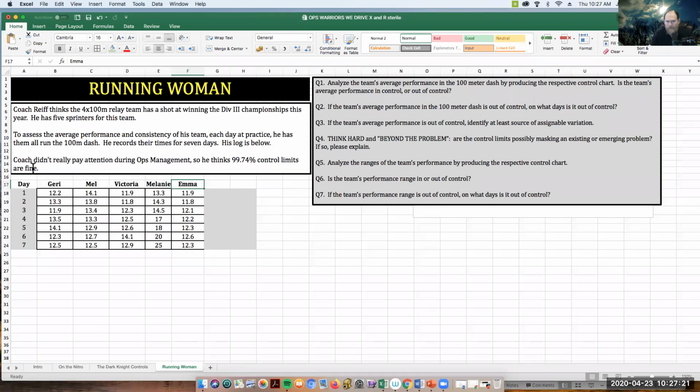Coach didn't really pay attention during ops management. He just wasn't into getting mad skills. So he kind of takes our word for it, or somebody's word, that 99.74% control limits are fine.